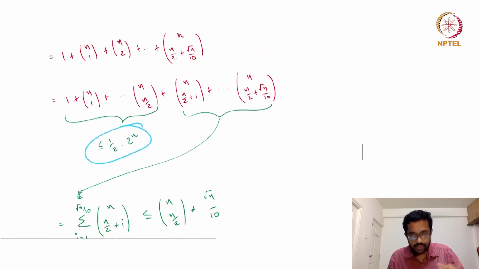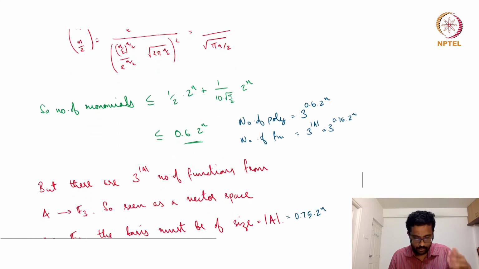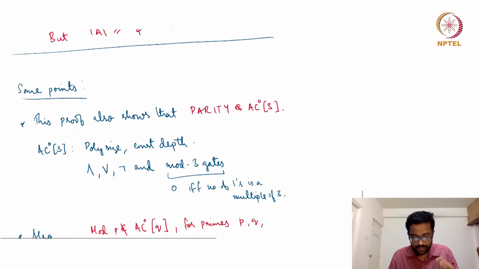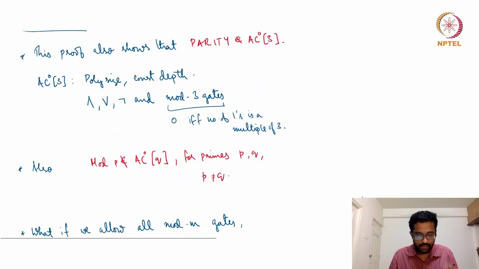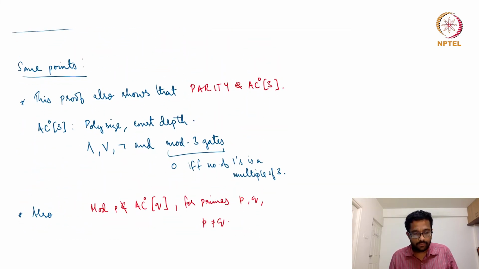Okay, I think I have gone over the details carefully, so I will not go over them again for a summary, but I would like to add 2-3 points. In fact, this proof is more general. We can use it to show that parity is not in AC0[3]. What is AC0[3]? It is just like AC0, but in addition we also have mod 3 gates. So it is polynomial size, constant depth, with NOT gates and unbounded fan-in, but we are also allowed to use mod 3 gates.